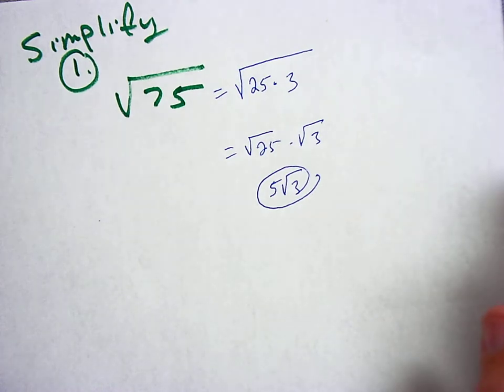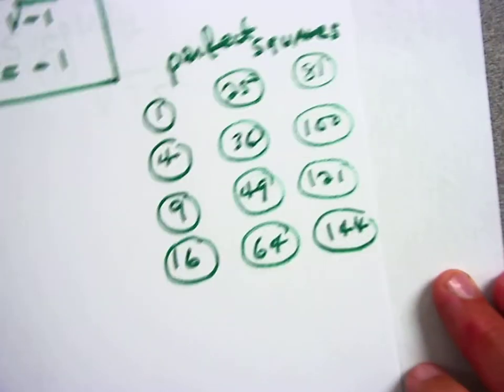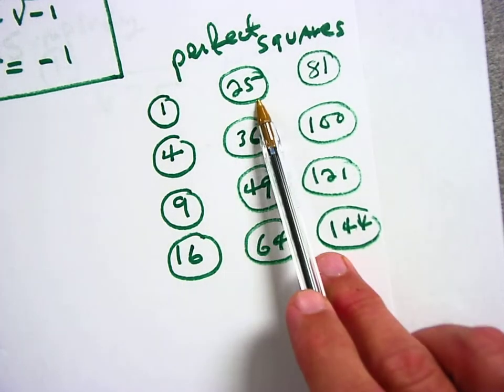Okay, cool. Is that ringing a bell? And here I'll bring that perfect square list one more time. The largest perfect square I could pull out of there was 25. Okay, ready to try another one?